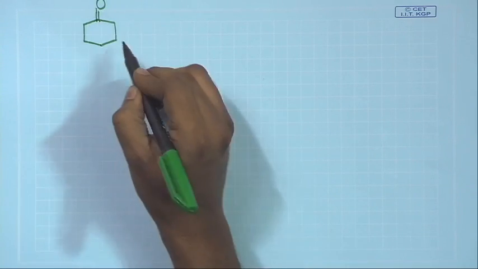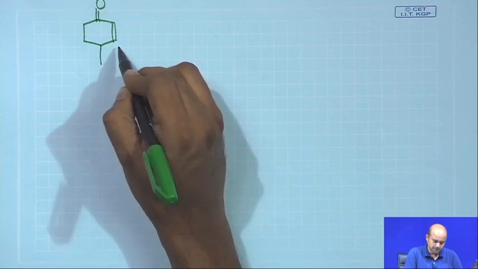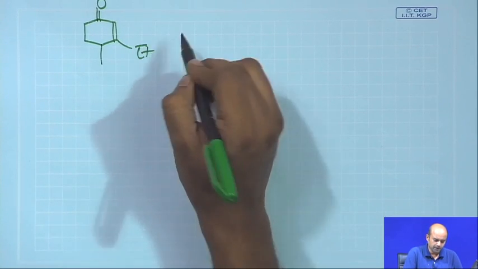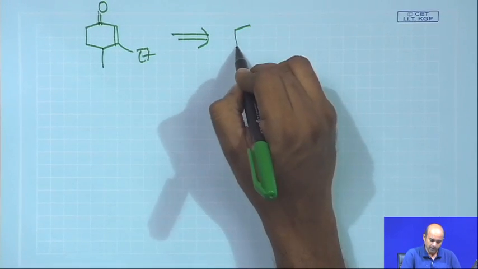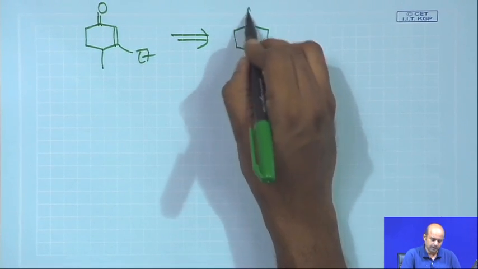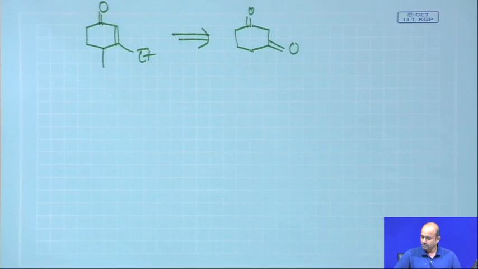This is a cyclohexenone based compound. If you see, the target molecule has a cyclohexenone, and this is an ethyl group, and the starting material proposed was 1,3-cyclohexanedione.